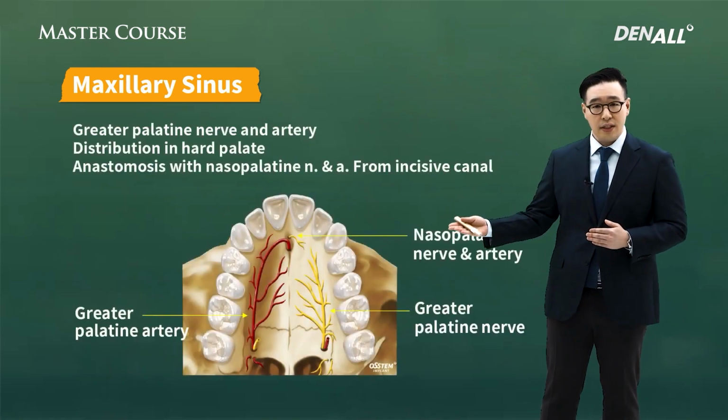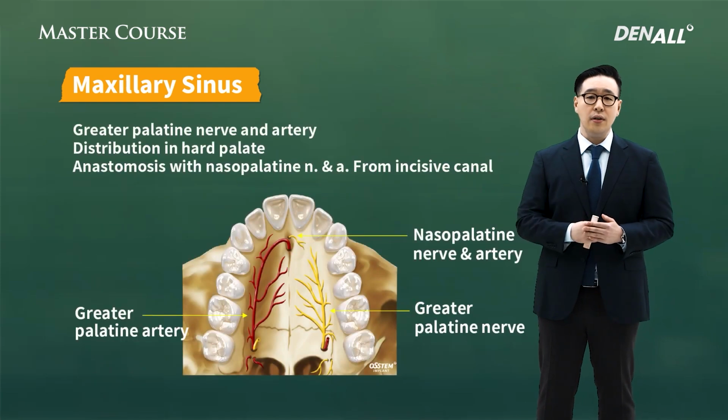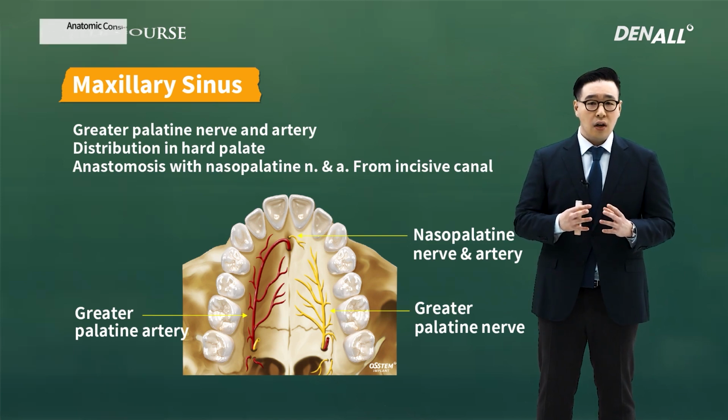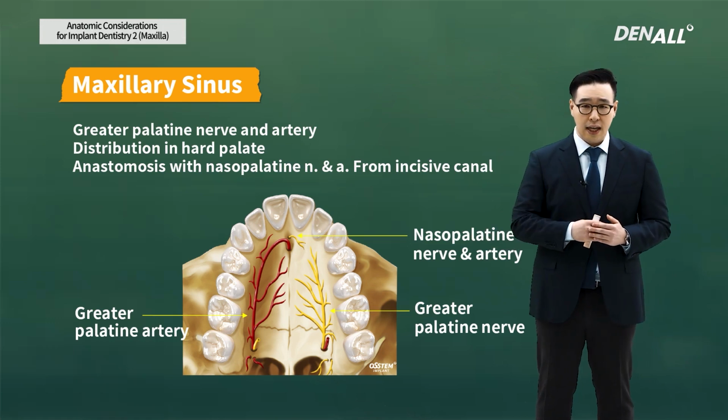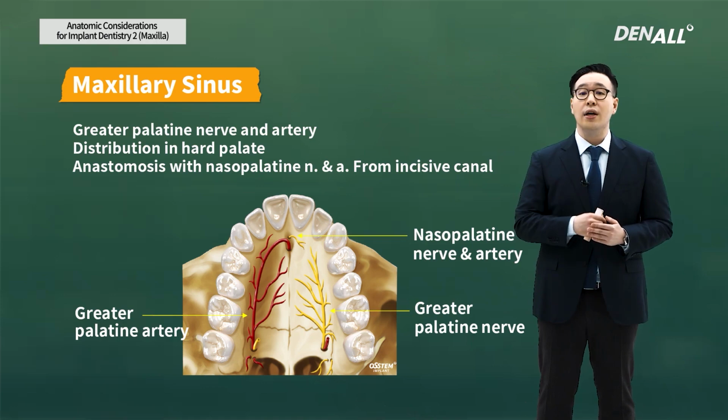Lastly, on the palatal side, in the incisive canal, blood flow and nerve have an anastomosis, especially relevant for soft tissue grafting. Connective tissue needs to be harvested on the palatal side. You need to have anatomical knowledge.